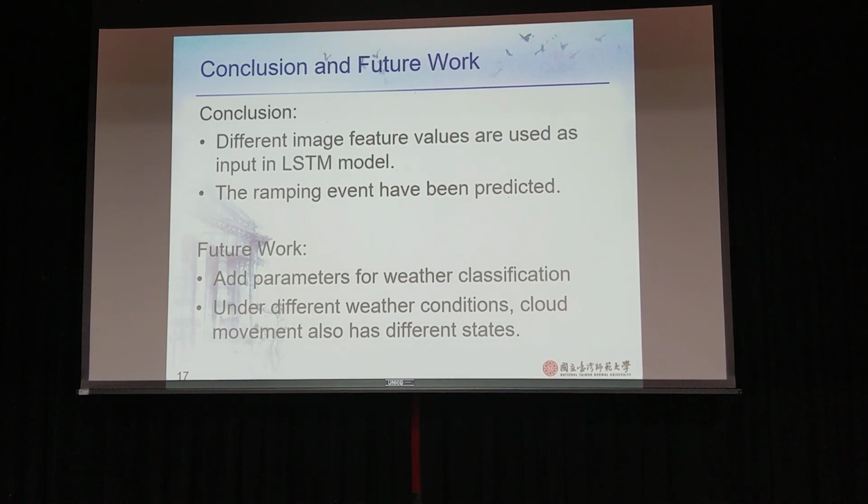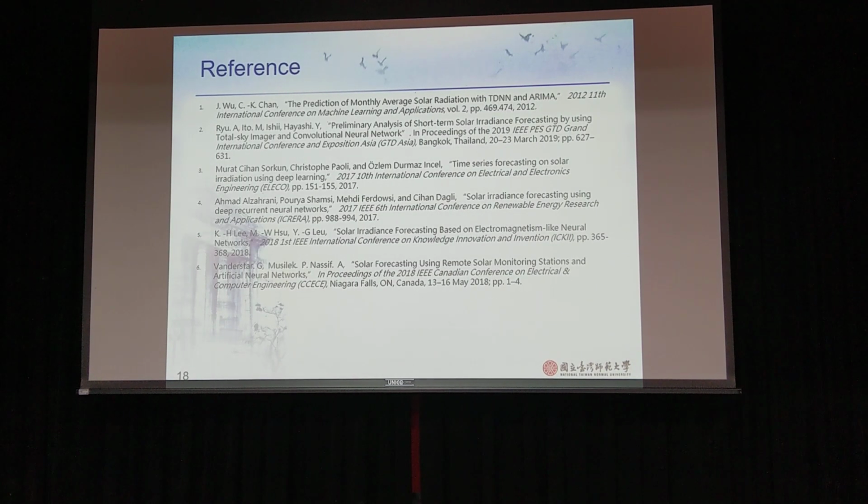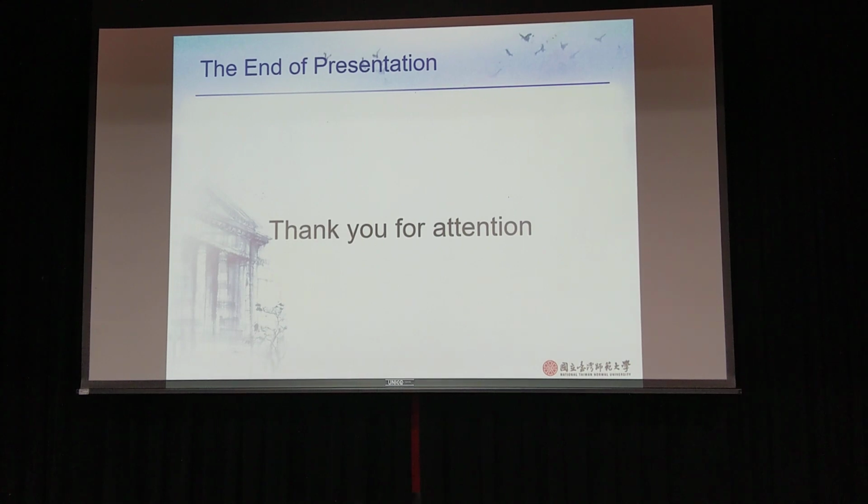And then is the conclusion and future work. These different image feature values are used as the input in an LSTM model. The irradiance values have been predicted, and future work will add more parameters for weather classification. And under different weather conditions, cloud movement also has different states. We have to consider this situation. And here is my reference. Thank you for your attention.